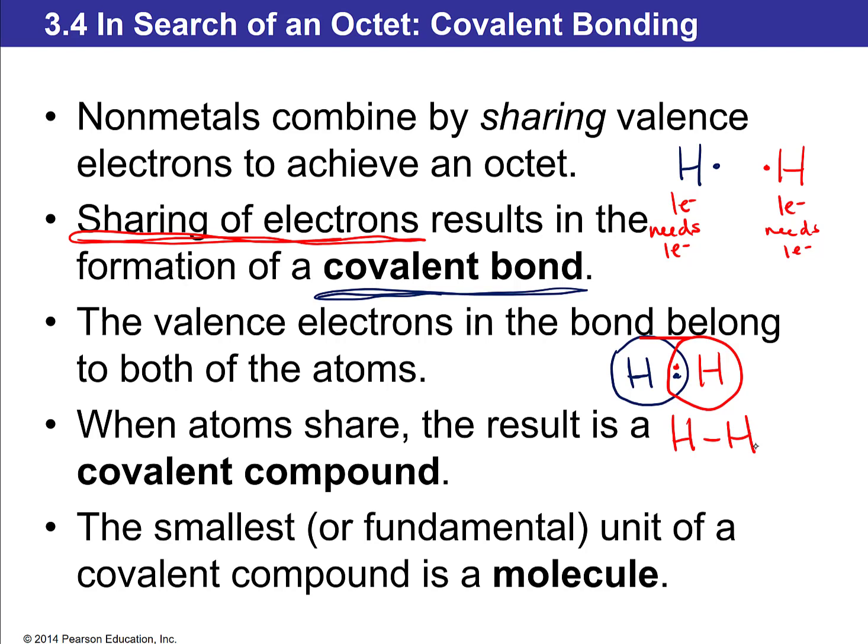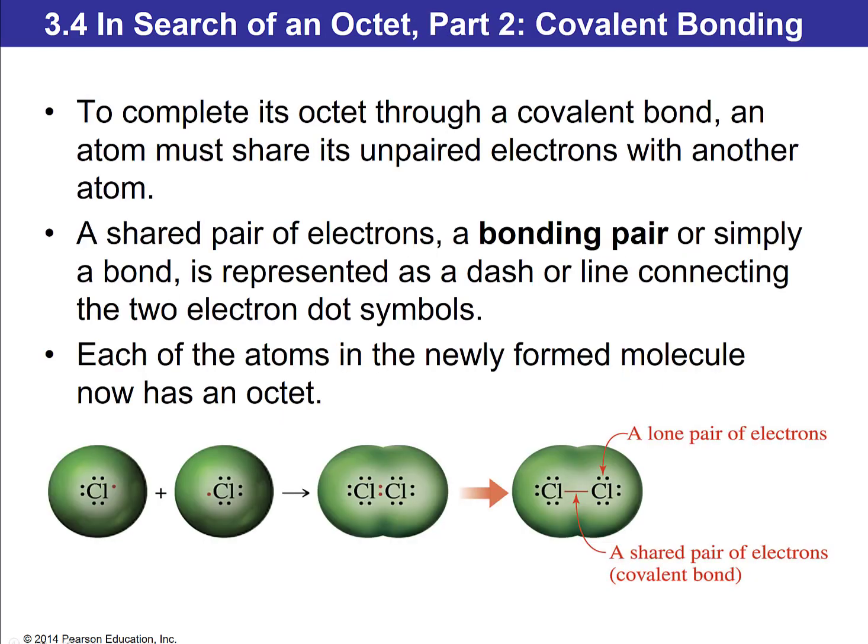This is why you always see H2. If hydrogen is found as hydrogen gas, it's H2. It doesn't exist as just individual H atoms because it's too reactive, but it can exist as H2. This is also why you have Cl2. Chlorine gas doesn't exist as a chlorine atom. Chlorine gas exists as Cl2.